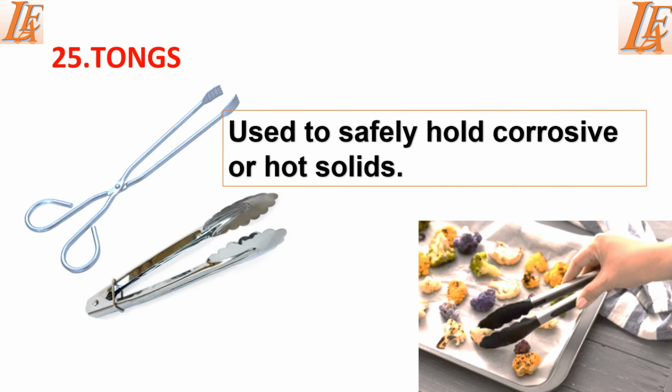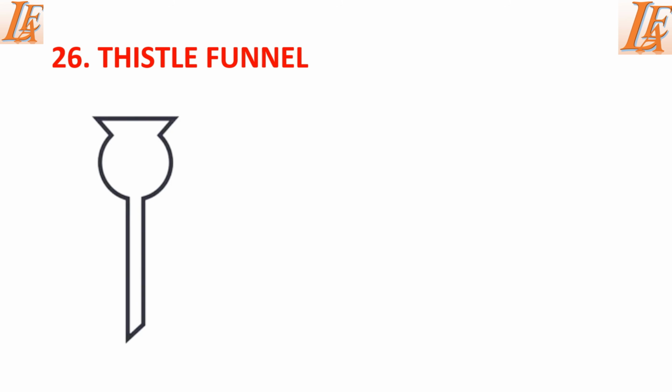Another apparatus that we have is tongs. Tongs are metal tools shaped like scissors or even pliers, and this one is used to safely hold corrosive or very hot solids during experiments. Another one is a thistle funnel.